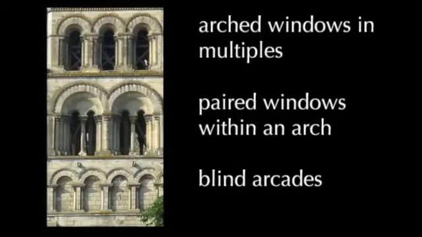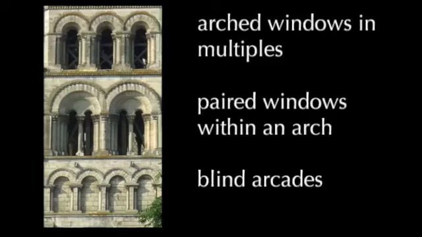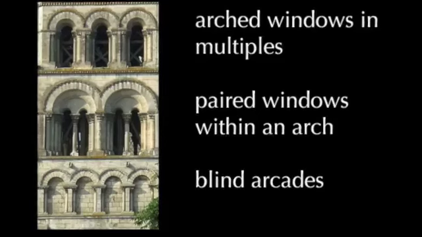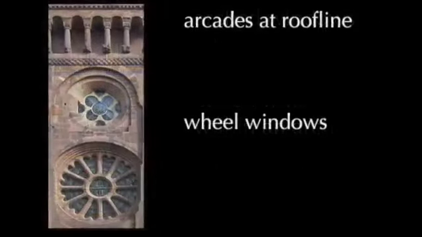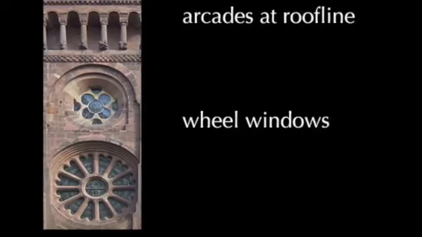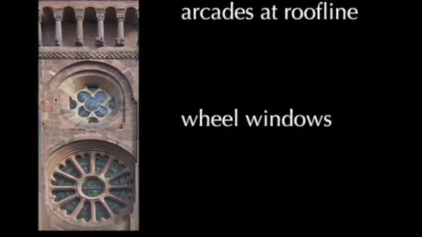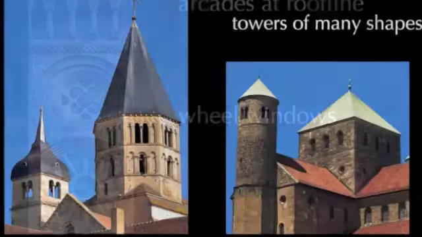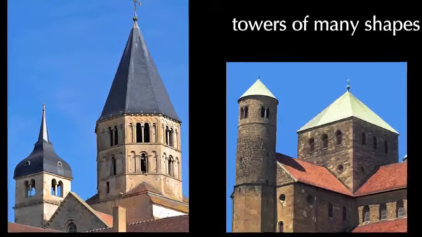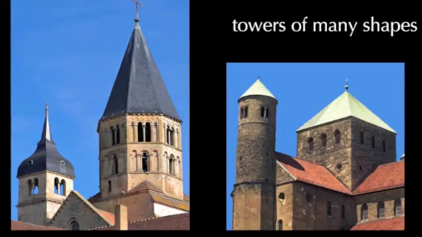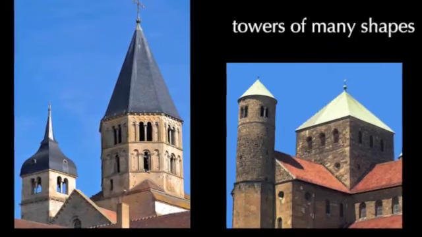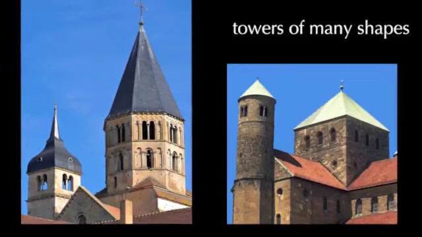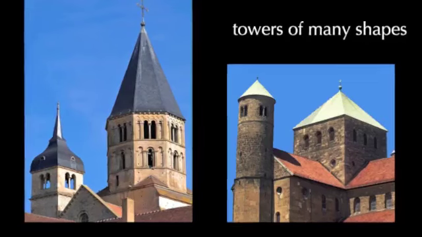Windows were often grouped, or they were paired under a single arch. Blind arcades were used as decoration on both the exterior and interior of the building. Arcades were often found just below the roofline. Circular windows, when they were used, are generally wheel windows. Towers came in a multitude of shapes, including octagonal, square, and round. They could be capped with a spire covered with metal, such as copper or lead, or with tiles or slate.